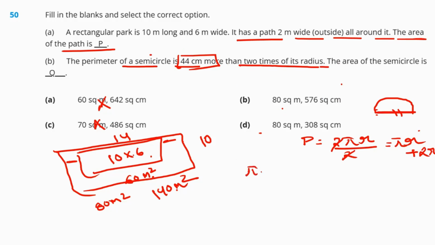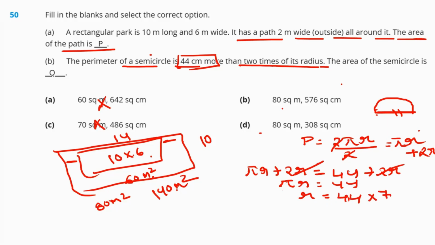According to the question, pi r plus 2r, which is the perimeter, that should be equals to 44 more than 2 times r. 2r balances itself. We are left with pi r is equals to 44. If we just substitute the value of pi, that's 22 by 7, which when transposes or shifts to the other side, reciprocates itself, becomes 7 by 22. 22 2 times is 44, so 7 2 times is 14, so r becomes 14. R becomes 14. So when the radius is 14, what's the area of the semicircle?